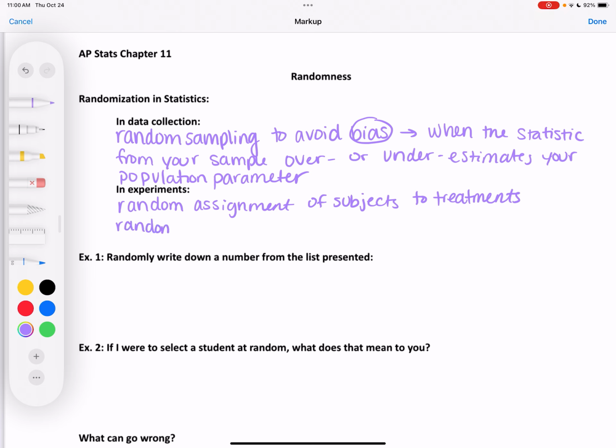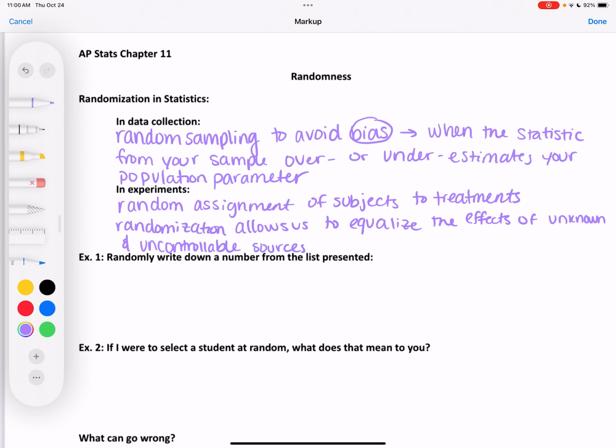Randomization allows us to equalize the effects of unknown and uncontrollable sources of variation among treatment groups.